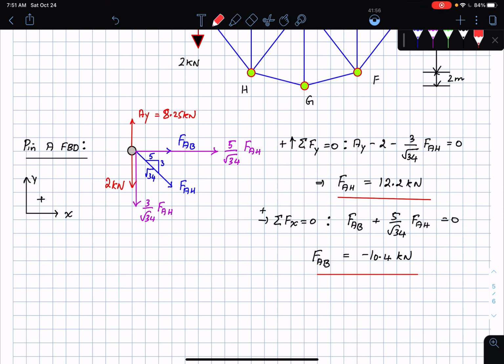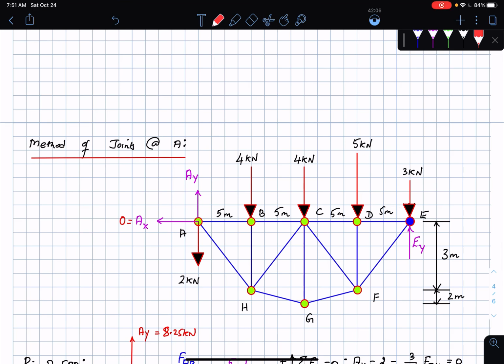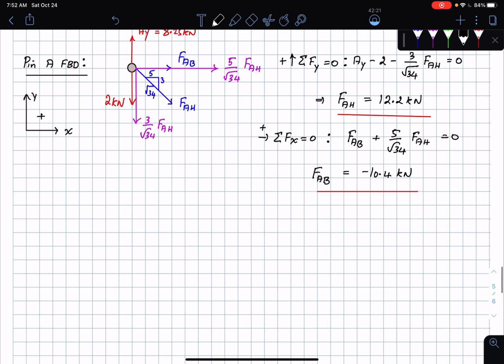Then I also need to use the method of joints to find the force in the bar DF. I'm just going to scoot up and then show you so that you see this. So method of joints at A, and then I'm also going to use the method of joints at the pin at D. Okay, so that's what I'm going to be doing. So if I draw the pin diagram at D, I have DC, DE, DF, and then the 5 kilonewton force. Okay, so pin free body diagram.